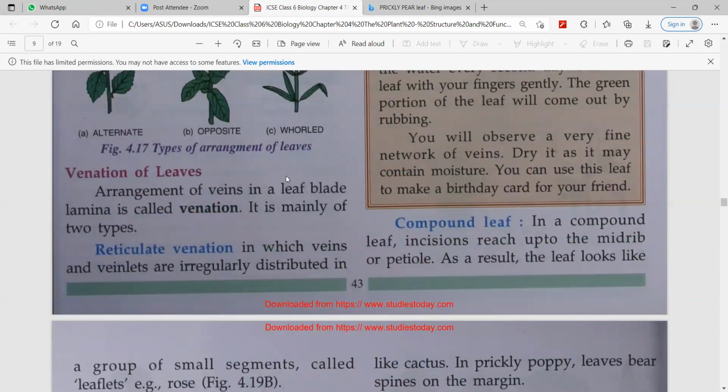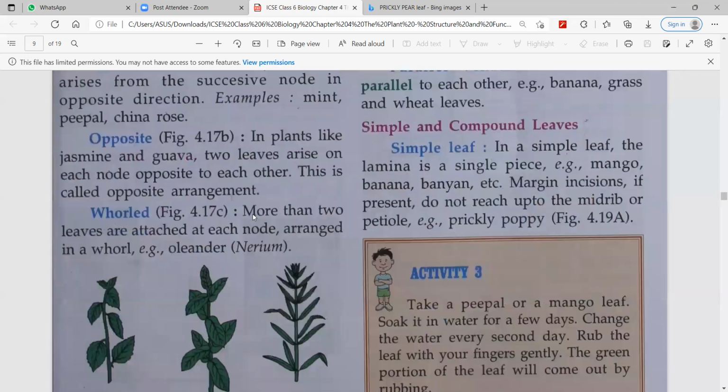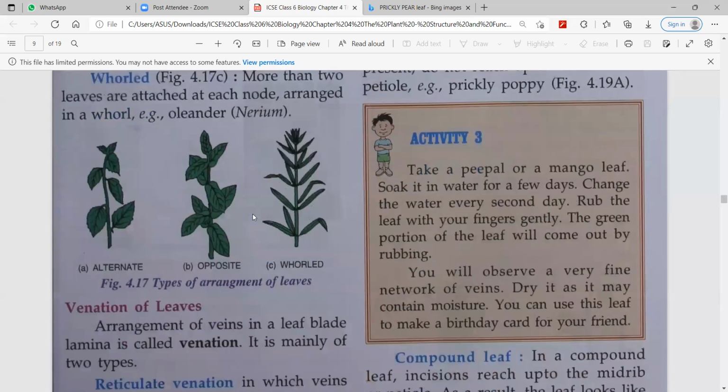As I have told you, leaf blade or lamina consists of many different kinds of veins. Veins have branches and veinlets are present, right? So these veins are arranged into two types, and the arrangement of these veins is known as venation. The two types are reticulate venation, and the second one is parallel venation, right? Okay, so we were at reticulate venation.